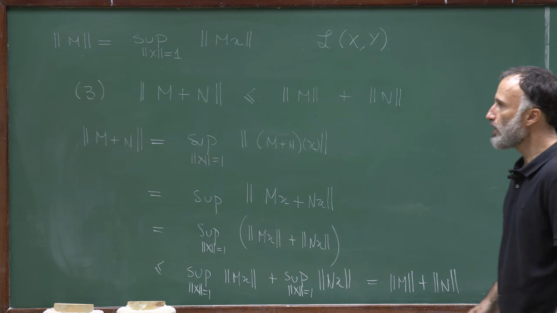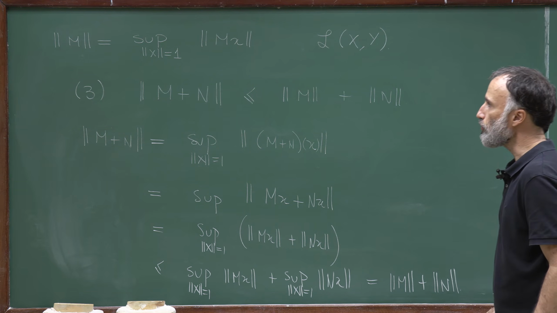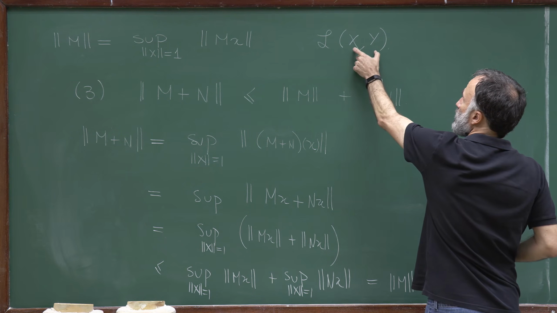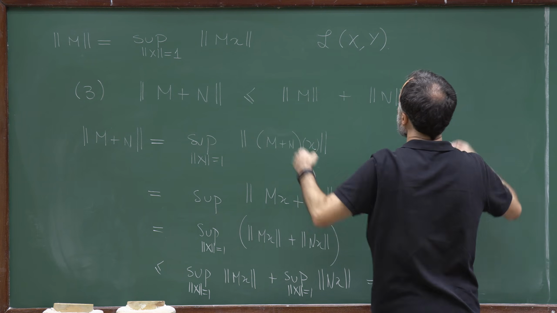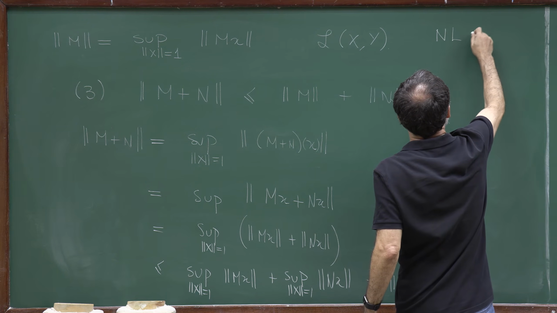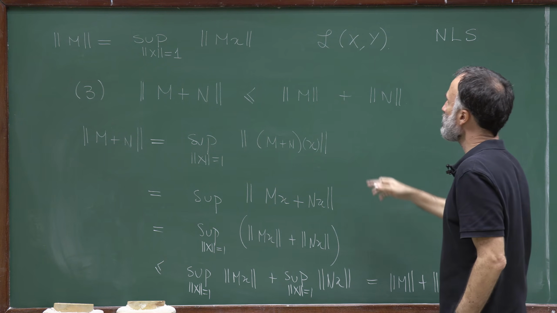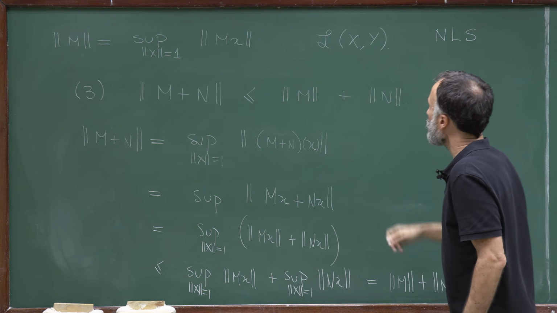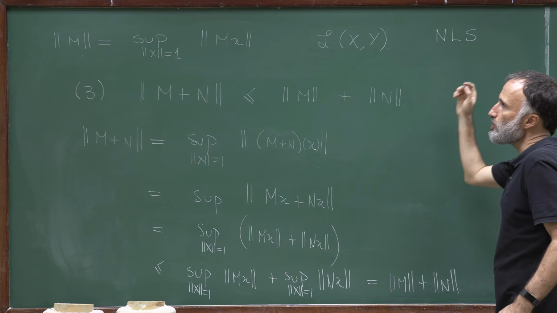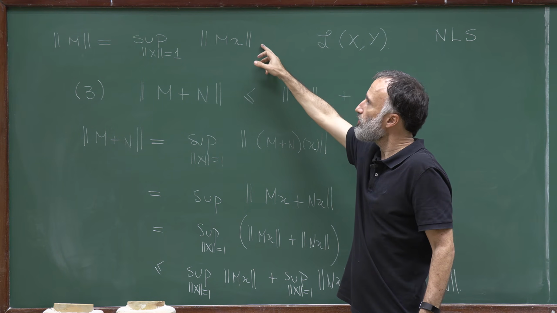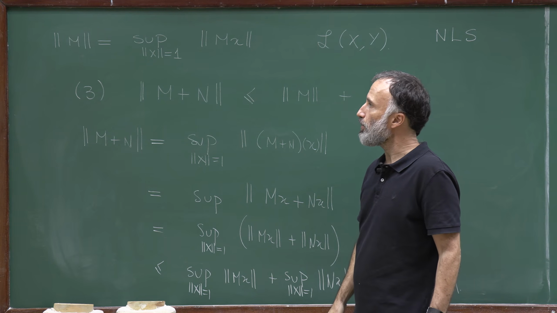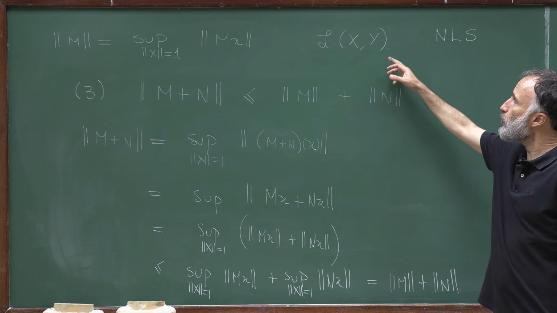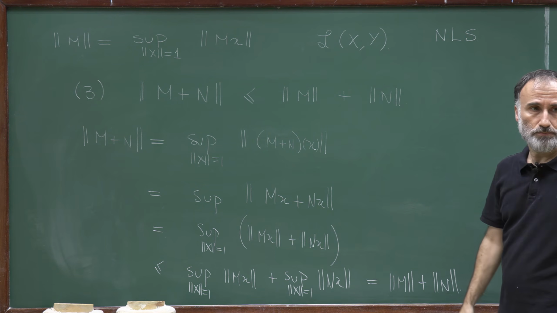So this proves that the third property of a norm is satisfied, and therefore that this linear space with that norm is a normed linear space. So we just proved that the space of bounded linear operators from x to y forms a normed linear space with a norm defined by this variational formula. My next statement will be to show that this is a Banach space.